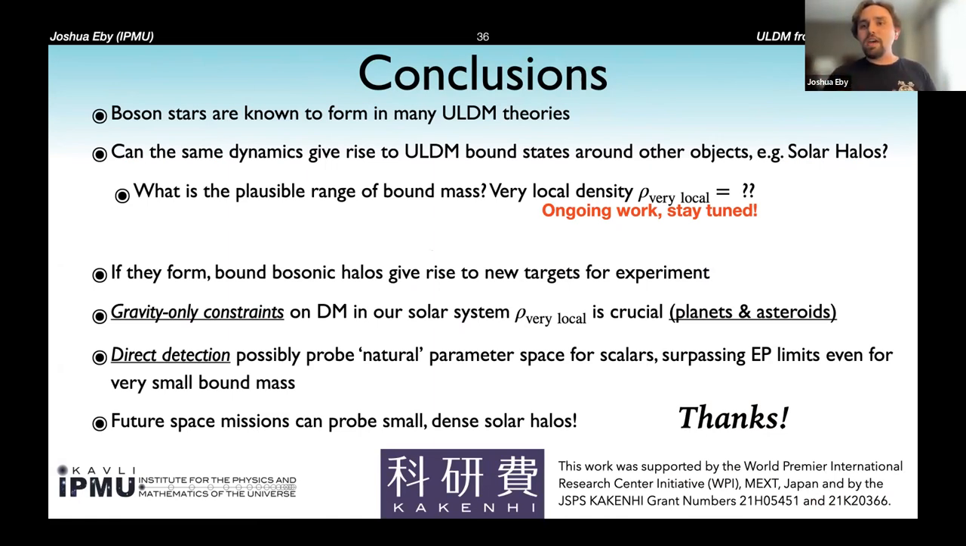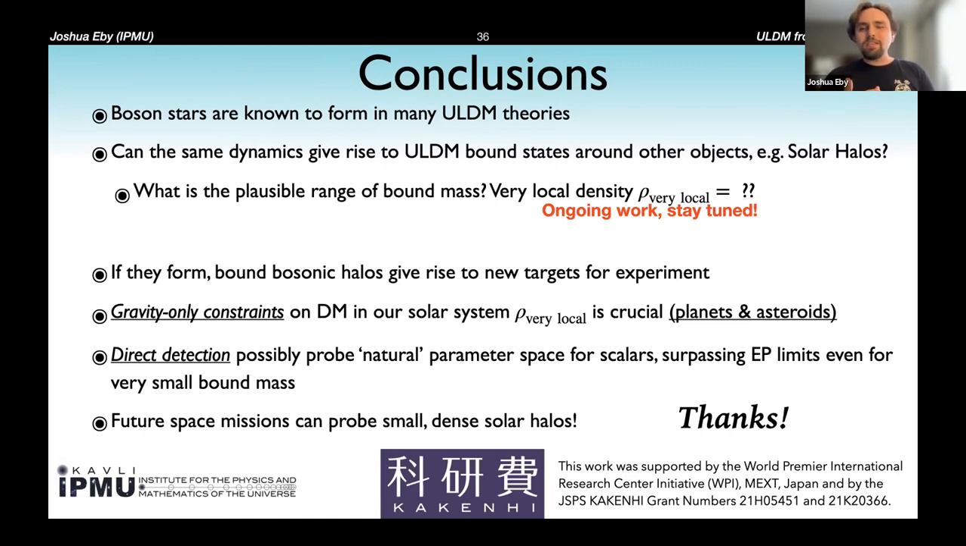My quick conclusion is just that I hope I've convinced you that there are really interesting potential solar system scale fluctuations in the ultralight dark matter field, including these bound states. I have hopefully advertised my paper enough that you'll go and read it when it comes out. I think it's going to be really cool.